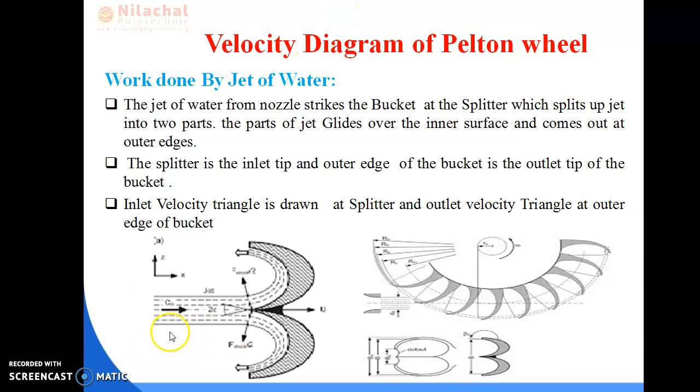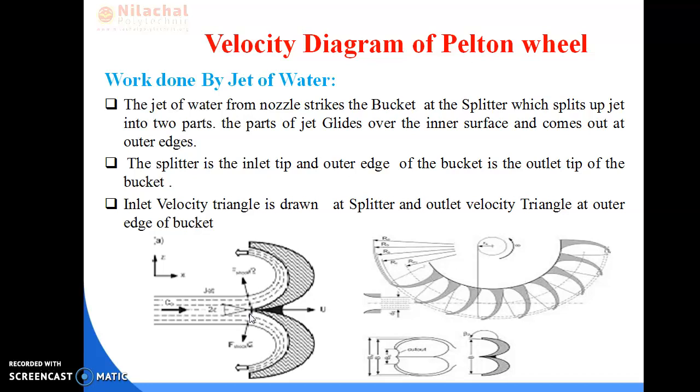As shown in the diagram, the jet of water is striking at the splitter. As the name indicates, splitter means it splits the jet of water into two parts, and the parts of the jet glide over the internal surface of the hemispherical surface and come out at their outer edges. These arrow marks suggest the leaving of the jet of water from the cup.